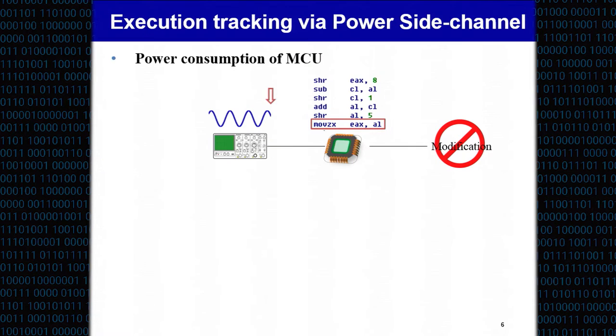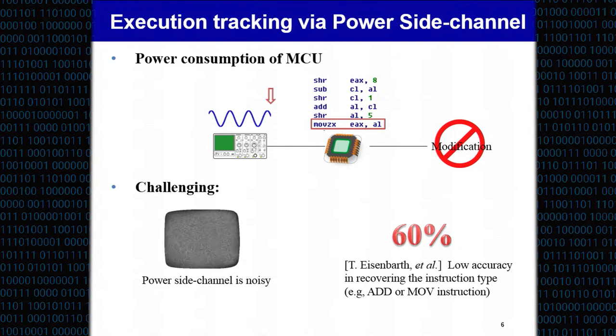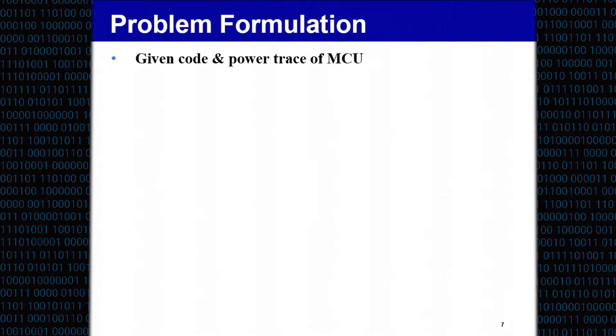However, such a solution is also challenging because the power side channel is sometimes noisy and it's difficult to extract useful information from it. For example, one previous work tried to recover the type of the executed instruction via the power side channel, but only achieved 60% accuracy in the best case. With the above, we formulate two problems to solve in this work.